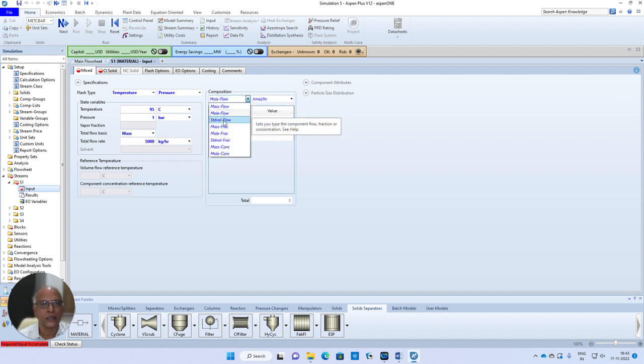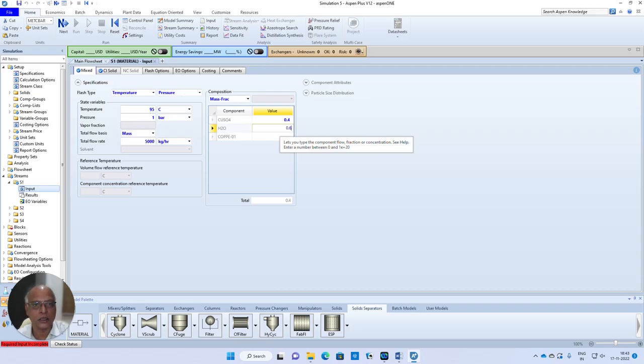And the mass fractions. Copper sulfate is 0.4, 40%. Water is 0.6, 60%. Okay. There are no inert solids coming along with the feed. It's a solution of copper sulfate. So let us go to the next step.